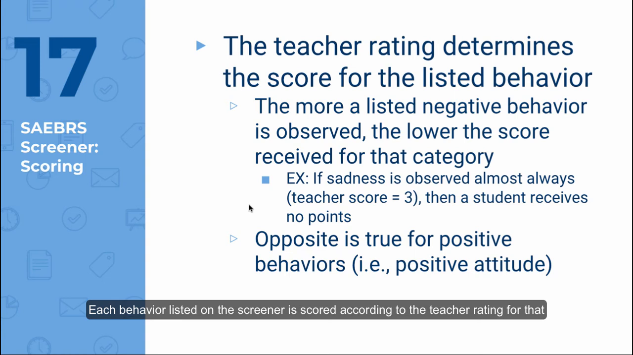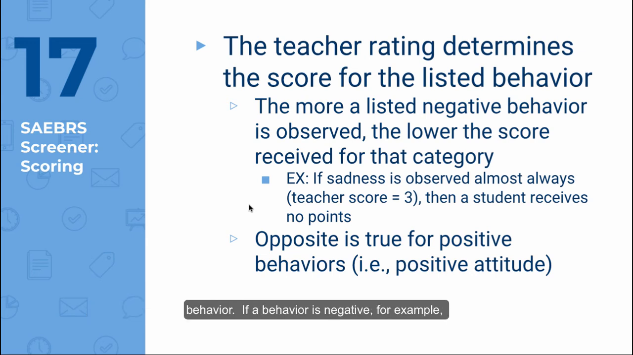Each behavior listed on the screener is scored according to the teacher rating for that behavior. If a behavior is negative, for example, sadness, and is observed often or almost always according to the rating scale, the student receives a lower score. The opposite is true for positive behaviors, such as positive attitude. If a student receives an often or almost always for a positive behavior, the higher the score for the student. The maximum score a student can receive for any behavior is 3.